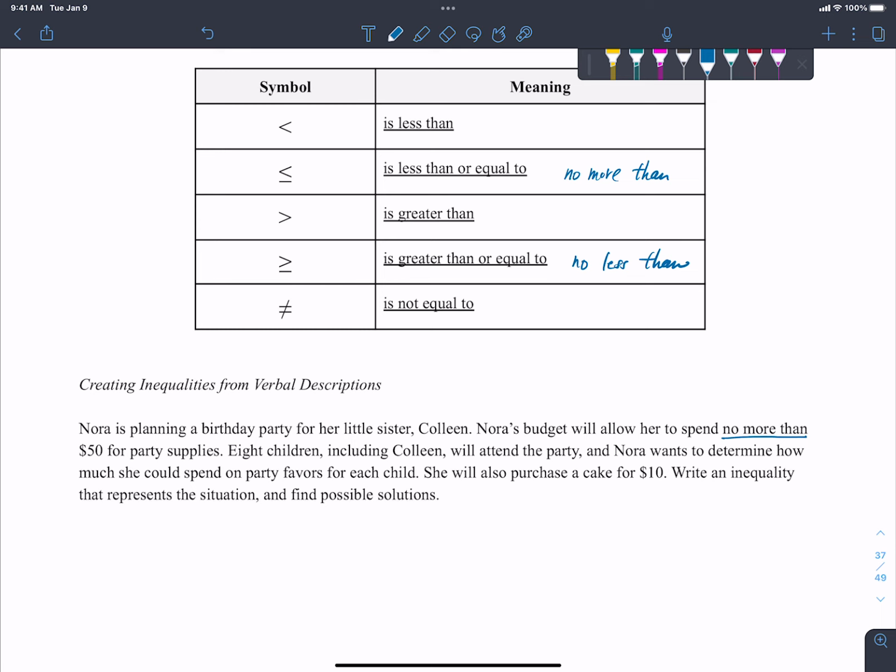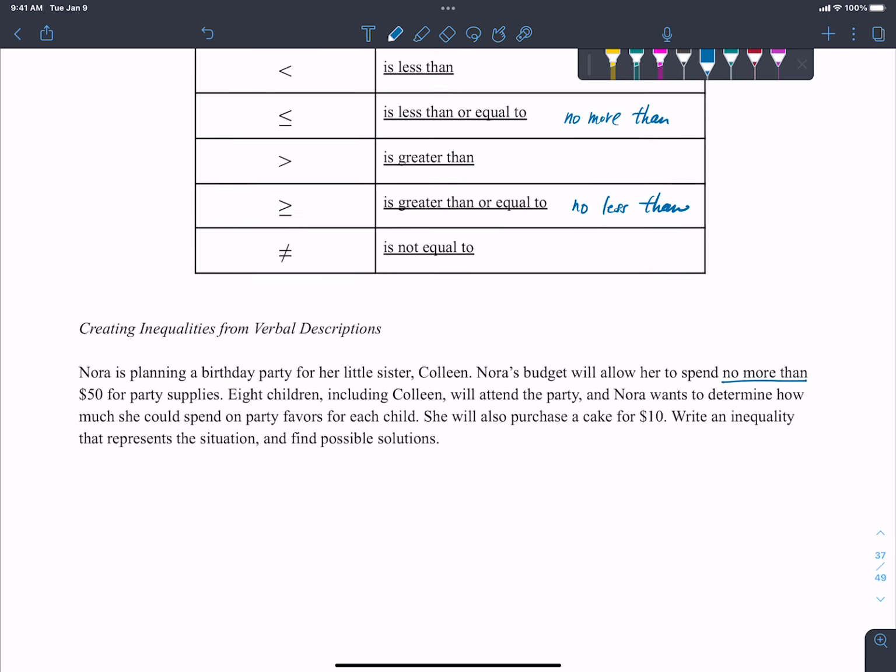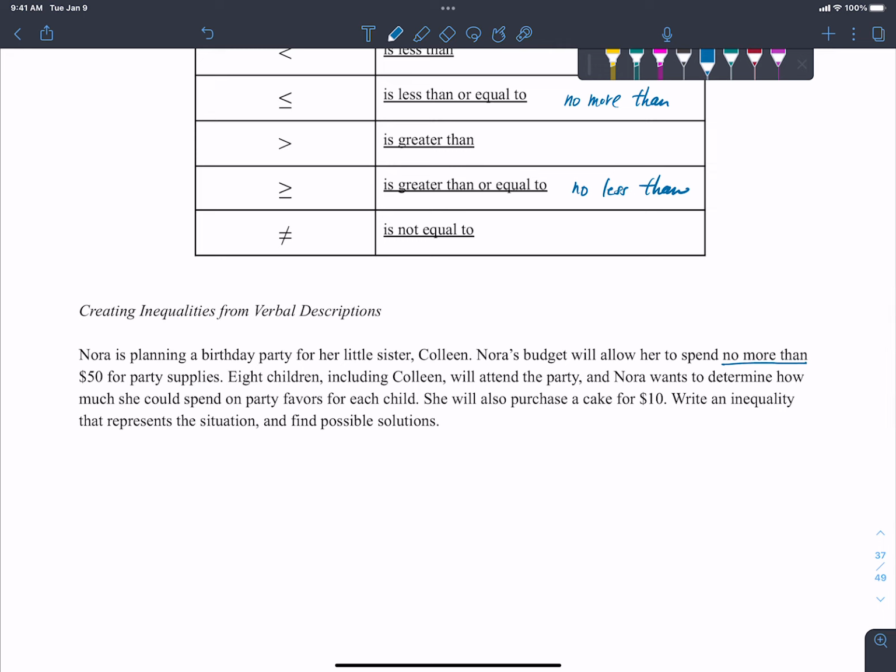Okay. So let's read the question more carefully. So no more than what? Nora's budget. Okay, let's call that B, shall we? Nora's budget is no more than $50. Okay, let's write that down. So that'll be budget is less than or equal to 50.